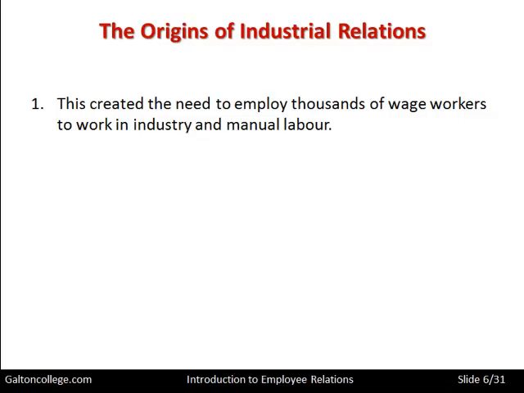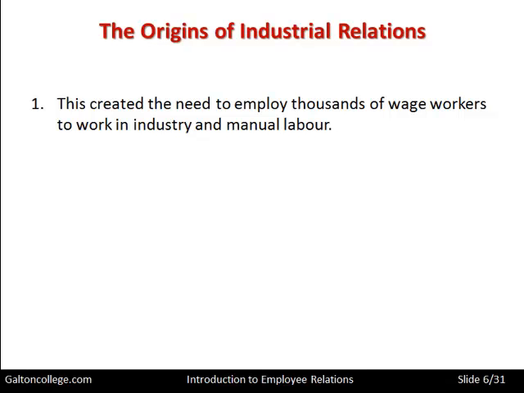This created a need to employ thousands of wage workers to work in industry and manual labour. The Industrial Revolution required armies of people to work in making iron, to work in the mines, to work with fabrics in Lancashire and right throughout the country. There were large numbers of people employed, but as I said, employed under really terrible and dangerous conditions, long hours, little money, there was malnutrition, there was no real health system, and when accidents happened they were perhaps left unattended.